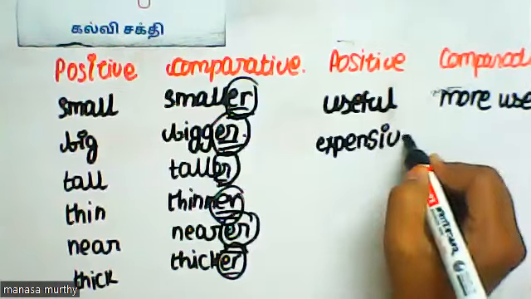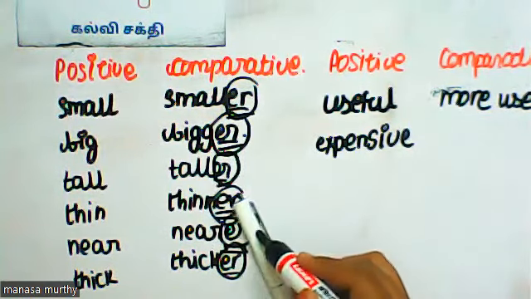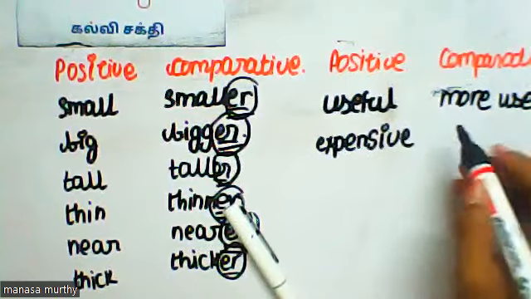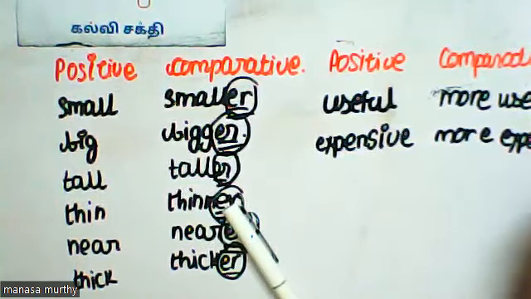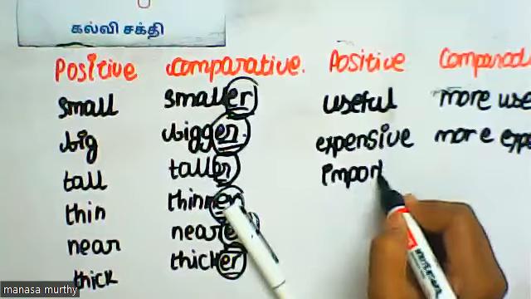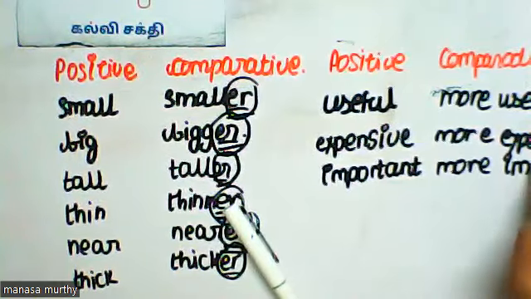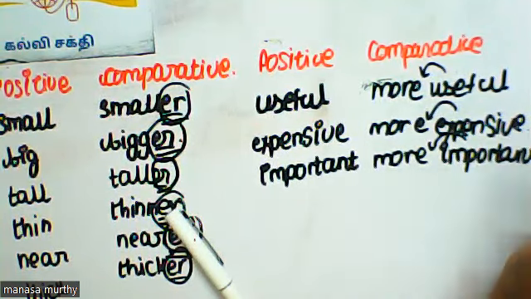Expensive. This marker pen is more expensive than this ball pen. The marker pen is costlier than the ball pen, so more expensive. Attending class is more important than watching TV. We will not say importanter. Instead of that word, I'm prefixing the adjective with this word more. More important, more useful, more expensive.